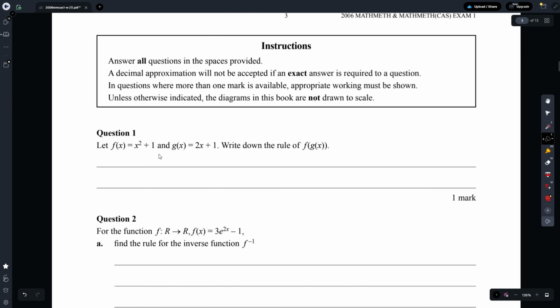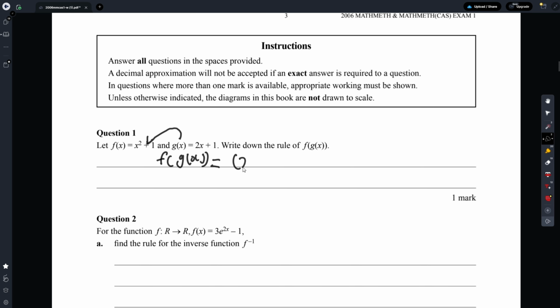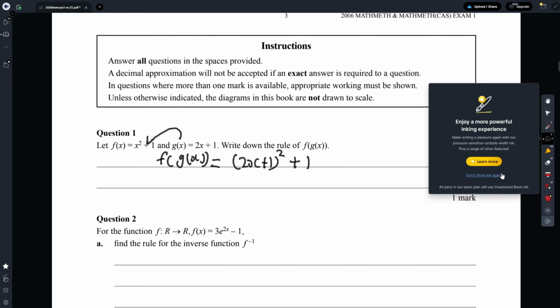First question, nice and simple. Let f of x equals x squared plus 1 and g of x equals 2x plus 1. Write down the rule of f of g of x. So what we have here is we're basically just substituting the x in f of x for g of x. So f of g of x is equal to (2x plus 1) squared plus 1, where we substitute the x. And remember, when it says to write down the rule of f of g of x, we always have to write something equals something, like this part. Or else, I don't know, just write it to be safe.